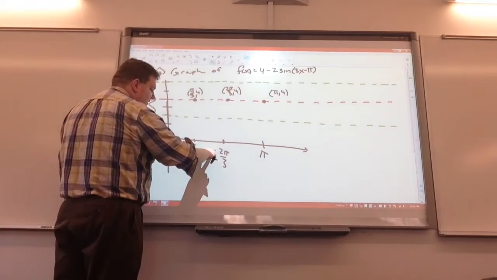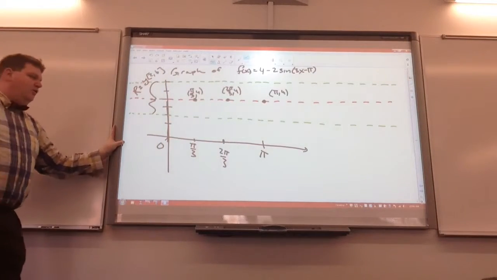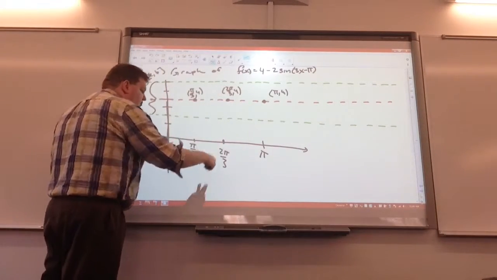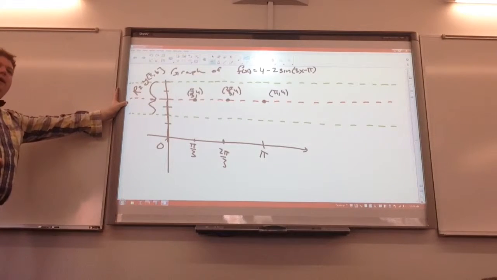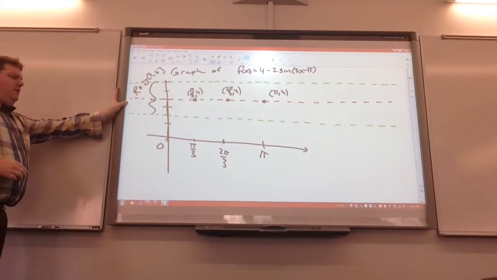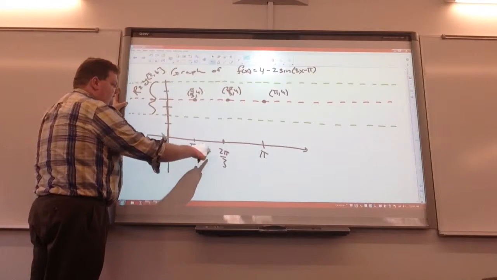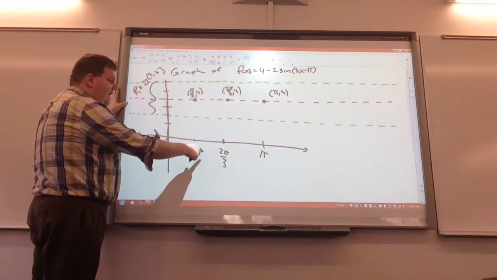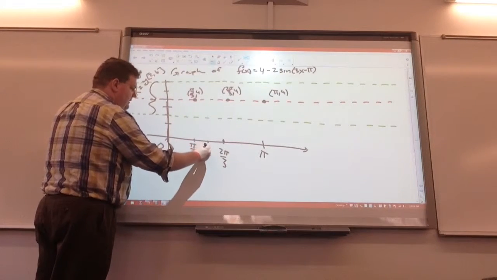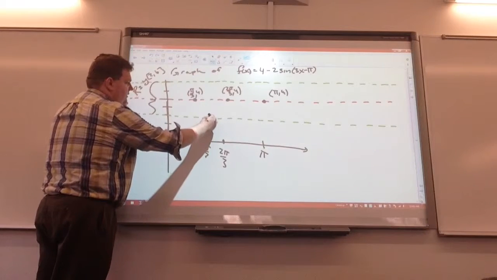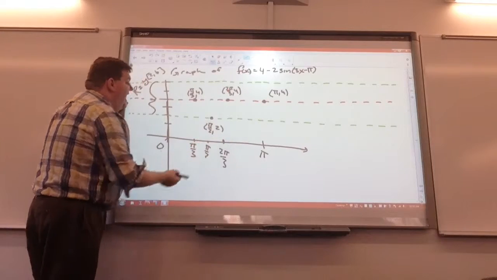then halfway between these and halfway between these is where I'm going to have a maximum or a minimum. So what point's halfway between pi over 3 and 2 pi over 3? Be a pi over 6 point, right? So I can think this is 2 pi over 6, this is 4 pi over 6, so it'd be 3 pi over 6, which is pi over 2. Okay? So at pi over 2, I have a minimum.